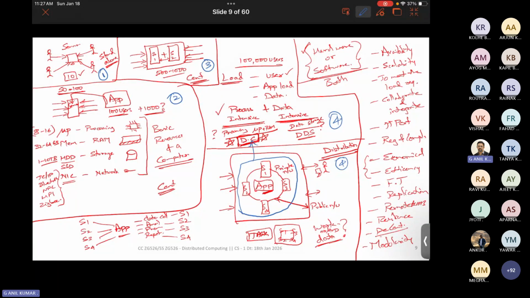Now coming back to the question, is it hardware oriented or software oriented? Both. It is actually both, hardware and software. Yes, it's both in fact.